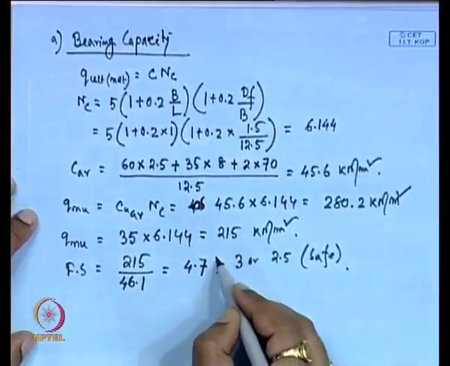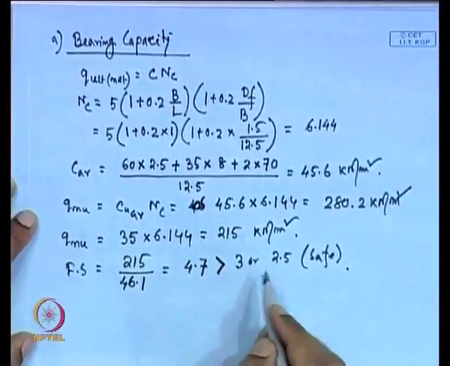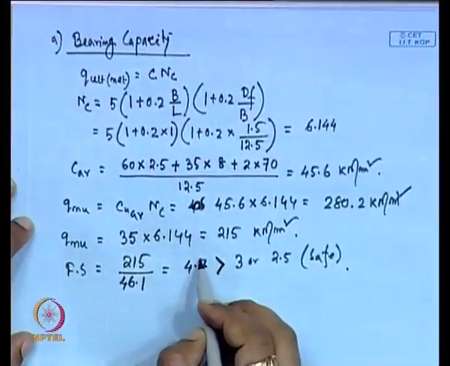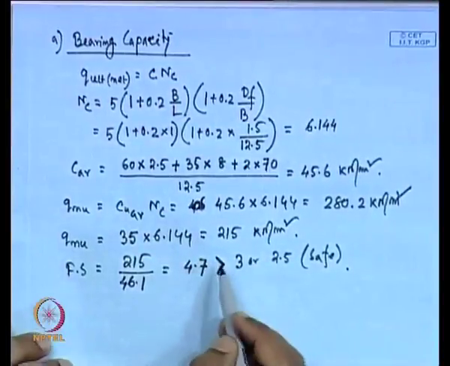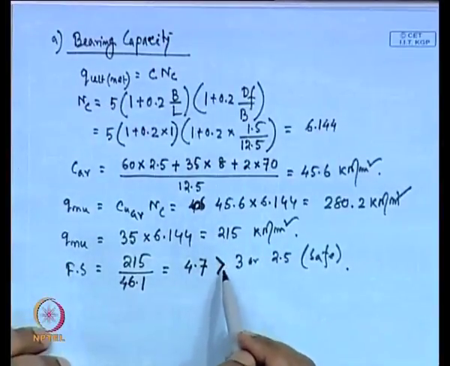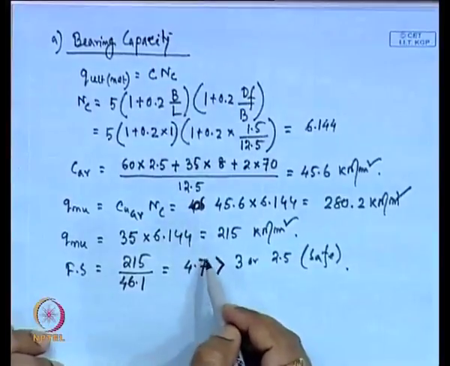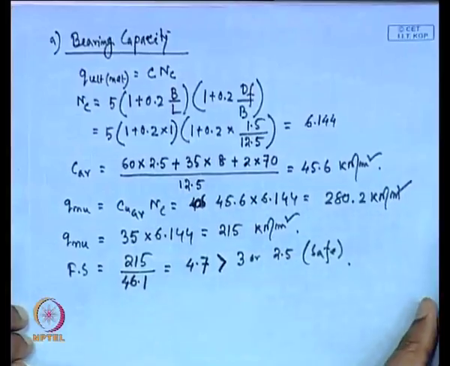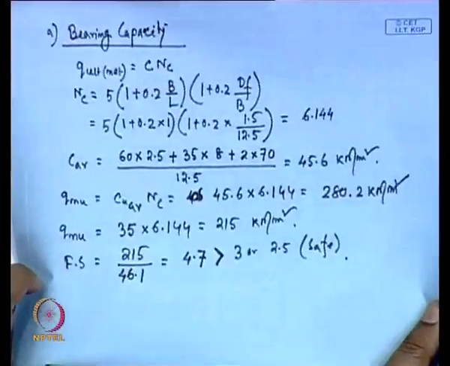Now, we will check the settlement calculation. If that settlement is also over safe, then we have to redesign the dimension, so that we can design this properly and do not design this foundation as an over safe design. Next, we will do the settlement calculation.